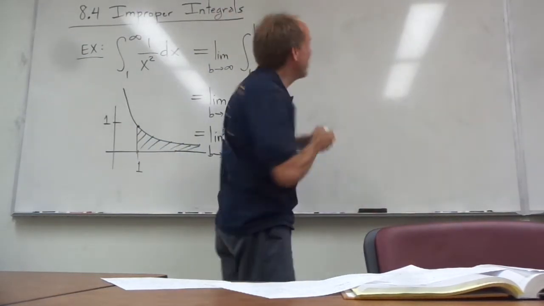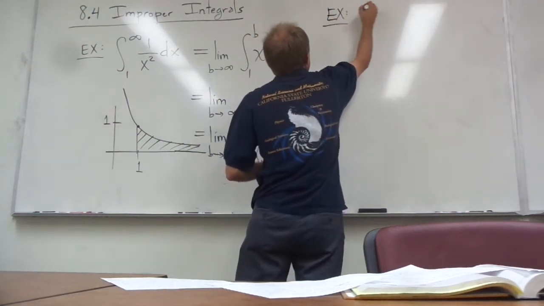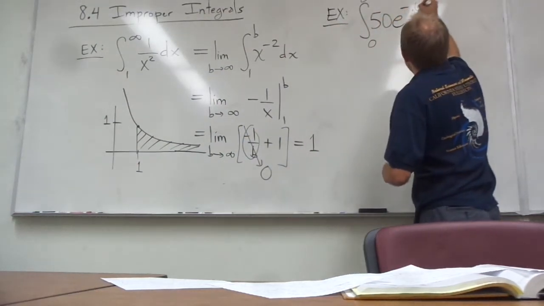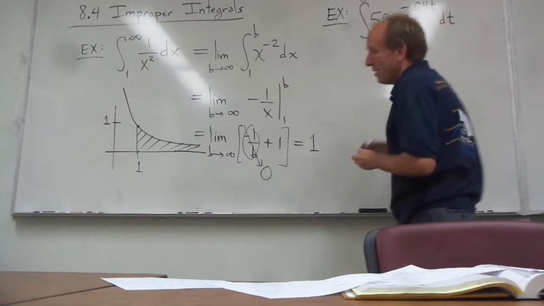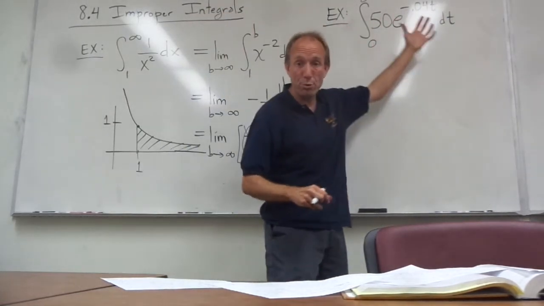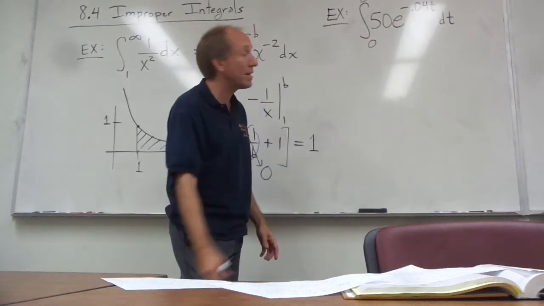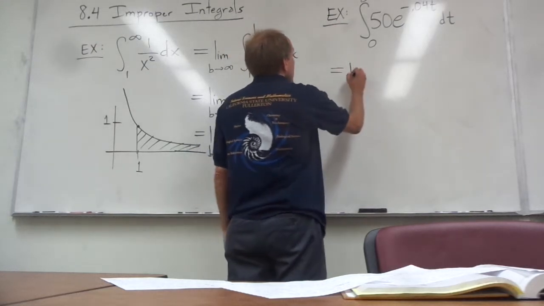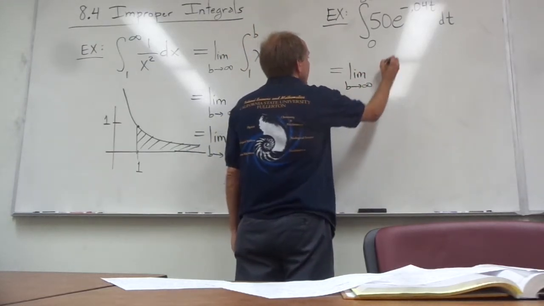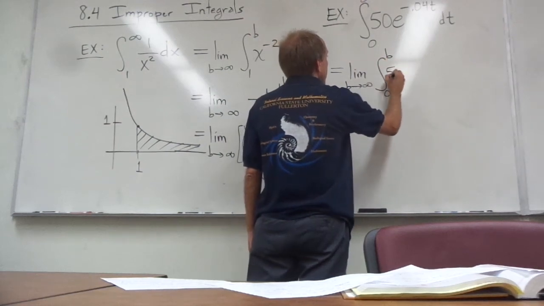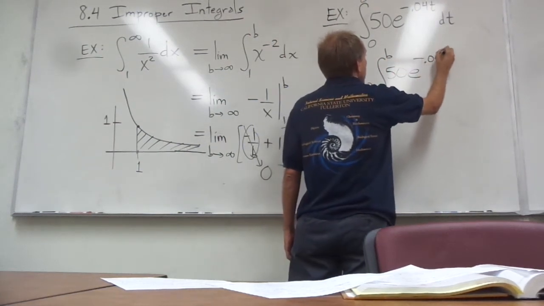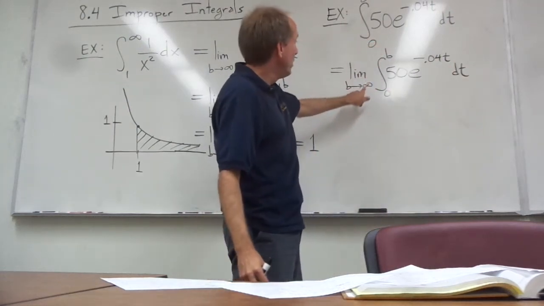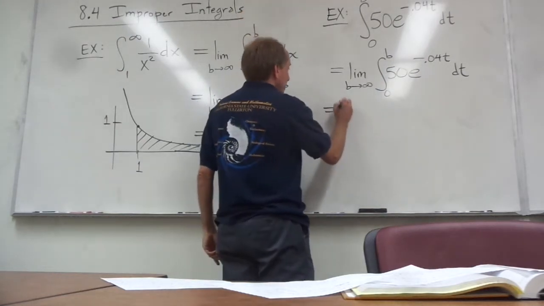Okay, let's do another example. Let's do the integral from 0 to infinity of 50 e to the negative 0.04 t dt. You remember this one? This is the total amount of pollution from the radioactive decay of that substance in the example that I showed you at the beginning. So this is going to be the limit as b goes to infinity of the integral from 0 to b of 50 e to the negative 0.04 t dt. We put the limit of b up here, then we're going to take the limit as b goes to infinity at the end.